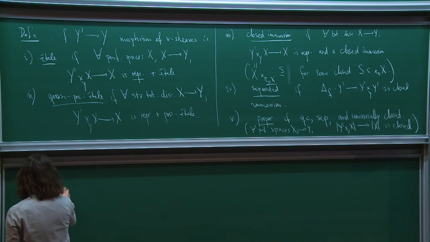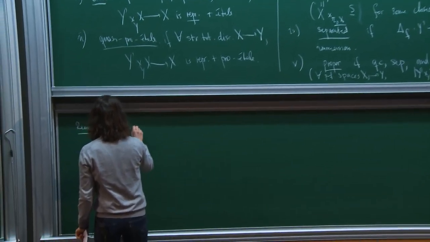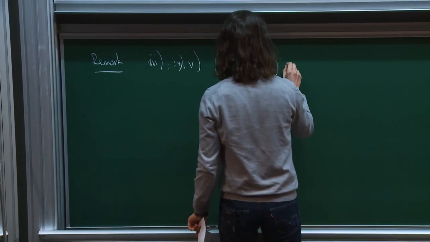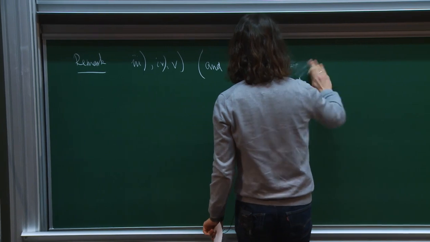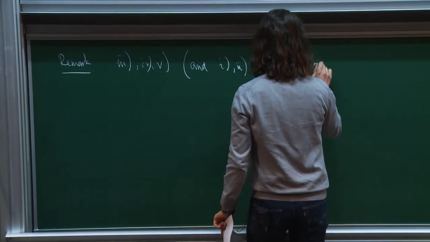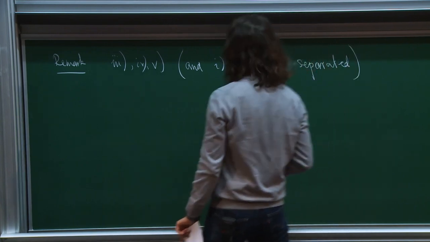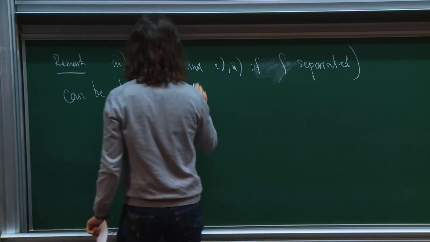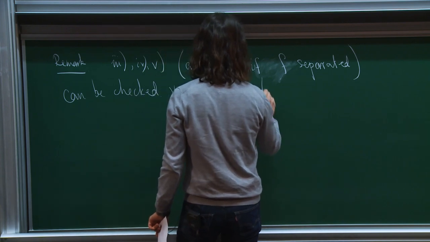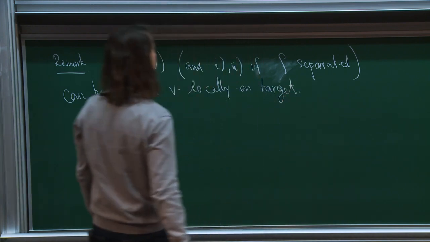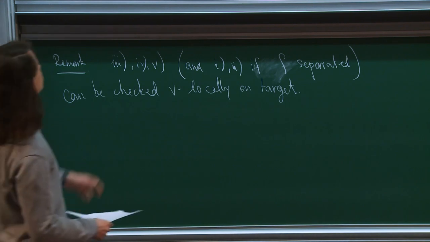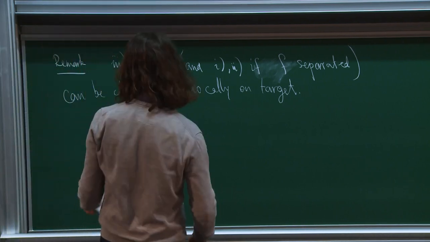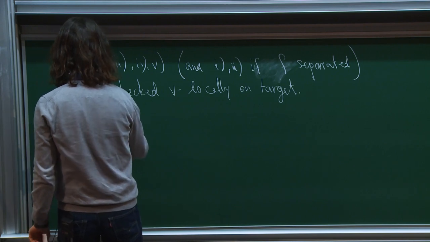So 3, 4, and 5, and 1 and 2 in the separated case, can be checked V-locally on the target. Meaning that if you have another sheaf Y tilde mapping to Y, which is a surjective map of V-sheaves, and the pullback has this property, then already the map itself has this property. So it uses some descent results.